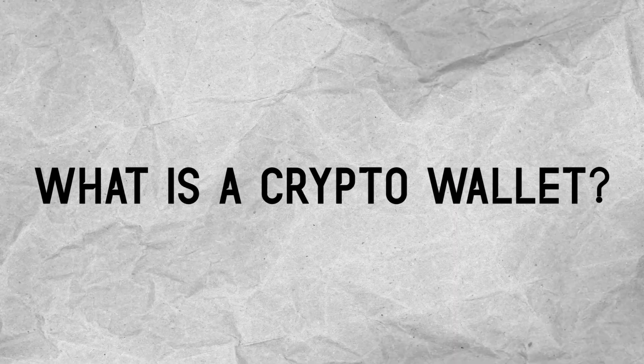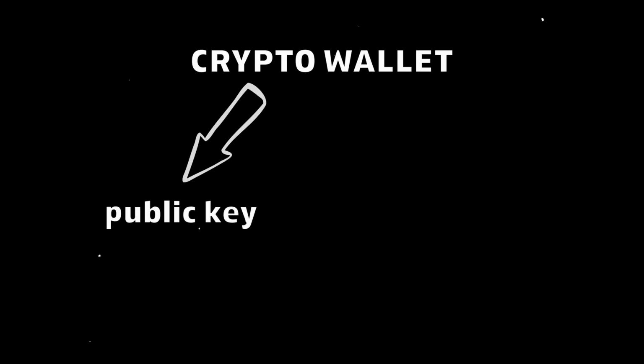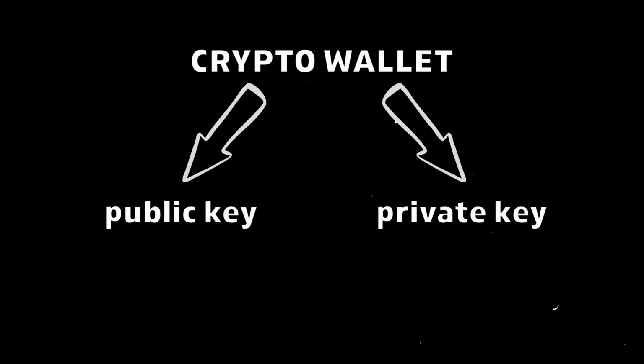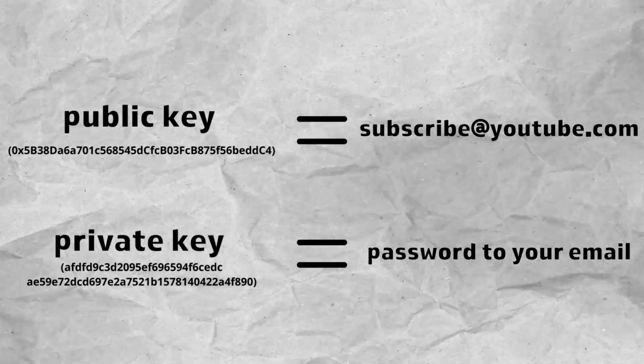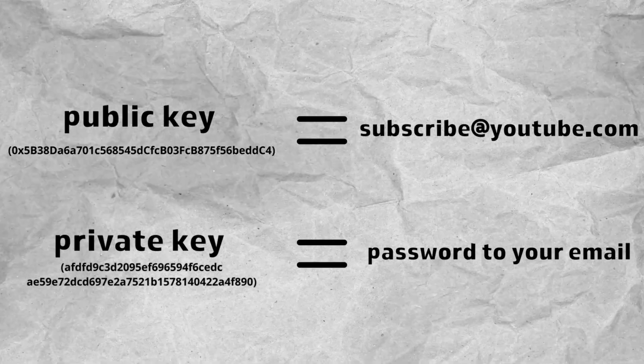Now, before we start, let's quickly go over what is a crypto wallet. A crypto wallet is a tool that holds two types of keys. One is a public key and the other one is a private key. And both of these keys are necessary for you to manage your crypto. So to understand the difference between the two, I'm going to give you an analogy of an email address and your password to your email account.